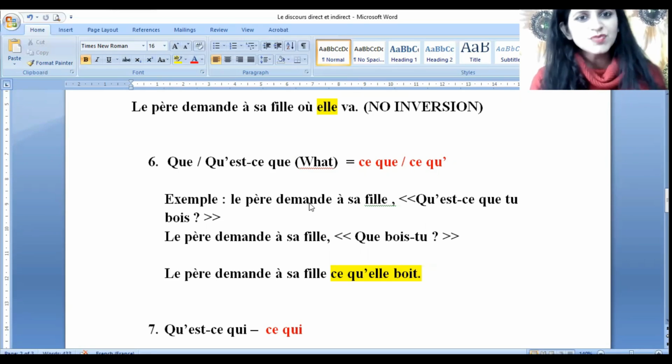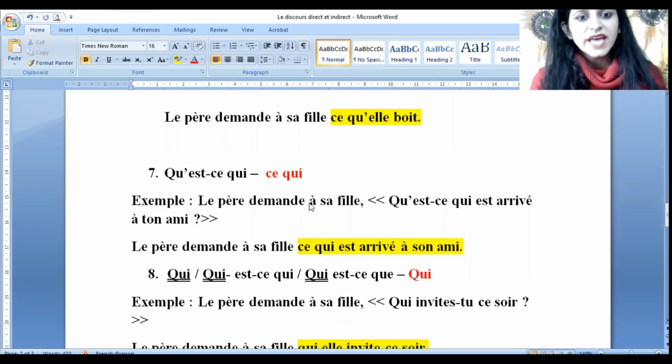Okay, so let's move ahead to the next point. Qu'est-ce qui? Now we have another example for this. Le père demande à sa fille, qu'est-ce qui est arrivé à ton ami? Qu'est-ce qui est arrivé? What happened? So when qu'est-ce qui is given, it changes to ce qui. Le père demande à sa fille, ce qui est arrivé à.